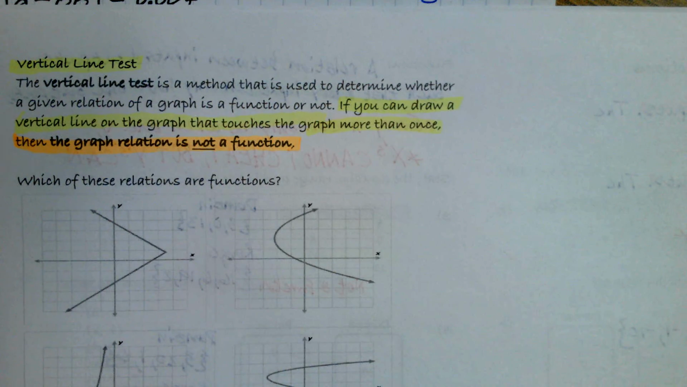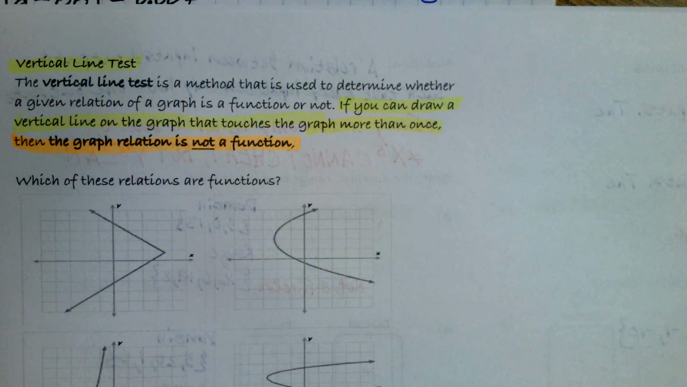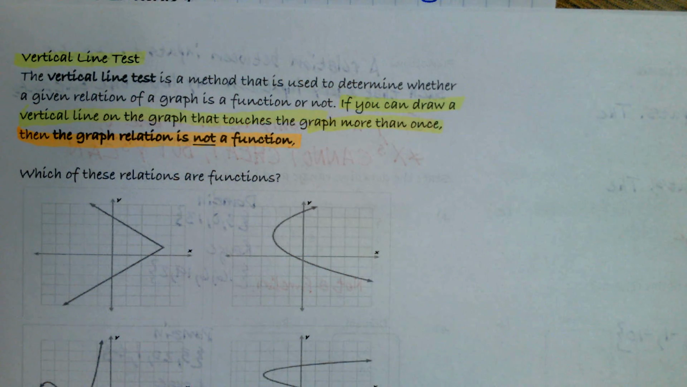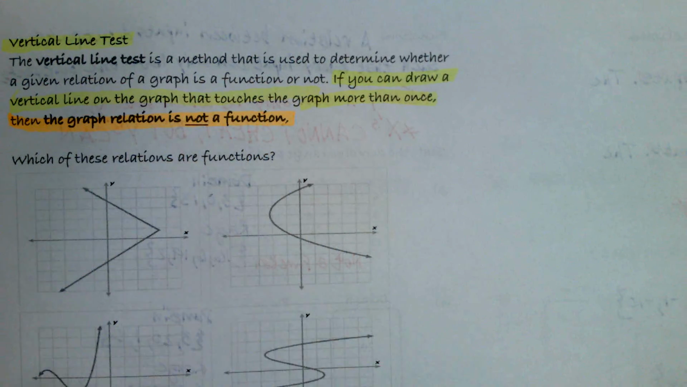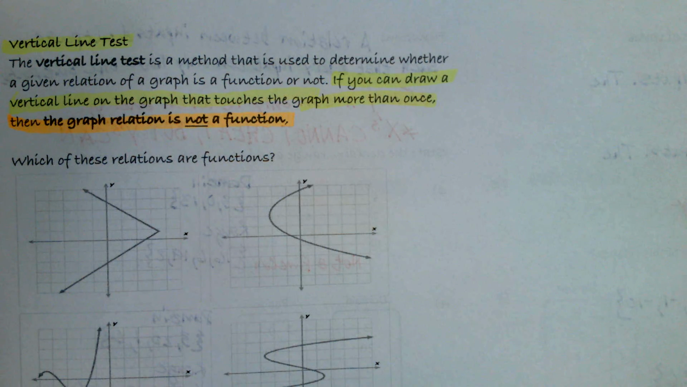In other words, if I am able to, somewhere within that graph, draw a vertical line, a straight up and down line that hits that graph multiple times, 2 or more, then that graph isn't a function, because that means you have an x value going to more than 2 y values. So let's just take a look at this first graph.